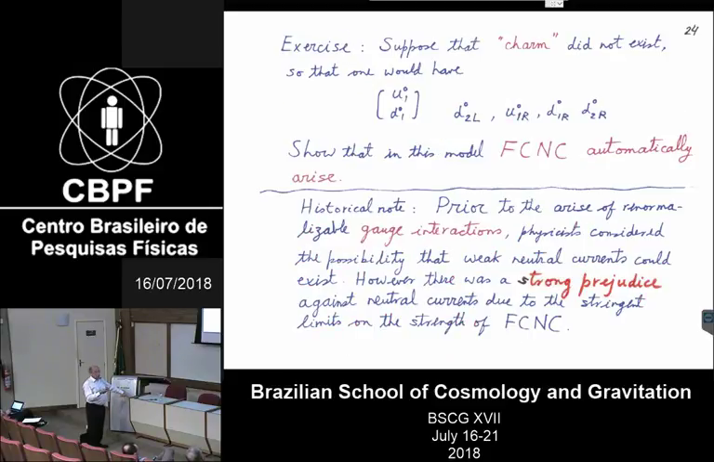So, following the tradition that Brandenburg introduced, giving homework, here is an exercise: suppose the charm quark did not exist, so that one would have something like this. Show that in this model flavor-changing neutral currents automatically arise. It's not a question of fine-tuning them to zero. No, they automatically appear, with a very well defined strength. Therefore it would be a tragedy. That's why people didn't want neutral currents, okay?